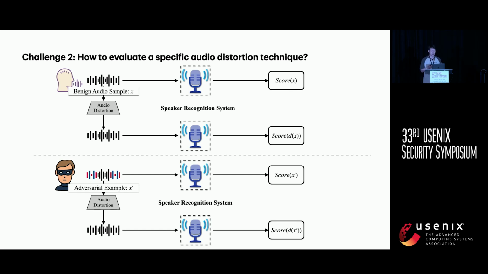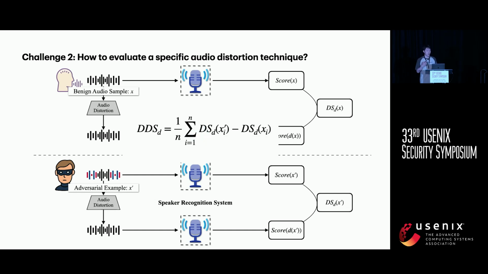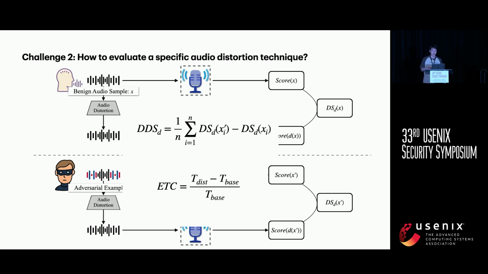The second challenge is how to evaluate and compare different distortion techniques, because there are many of them. Here, we consider two types of original audio samples, benign sample X and adversary example X prime. Then we get DS of X and DS of X prime. For a given distortion, if the distributions of these two values are distinguishable, then it should be feasible to identify adversary examples from benign ones. Thus, we define a distinguishable difference score function as an efficiency metric for a distortion technique. We also introduce an extra time cost metric to evaluate additional running effort brought by the distortions.